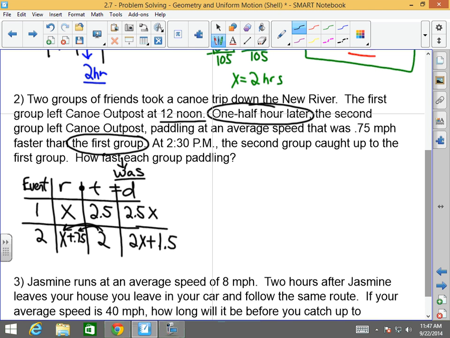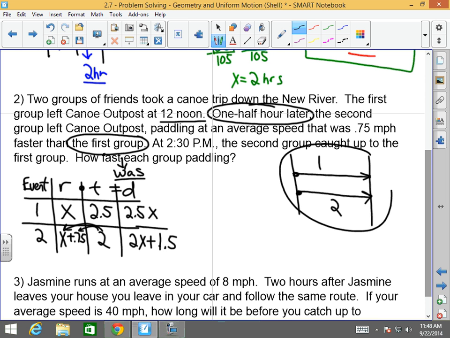So now, what's happening here? Well, group 1 left. Then group 2 left a little bit later, and they caught up to group 1 at 2:30. So if they caught up to them, doesn't that mean that their distances have to be equal? Hopefully by this diagram, you see that the answer is yes. Their distances are equal. So the distance of group 1 equals the distance of group 2.